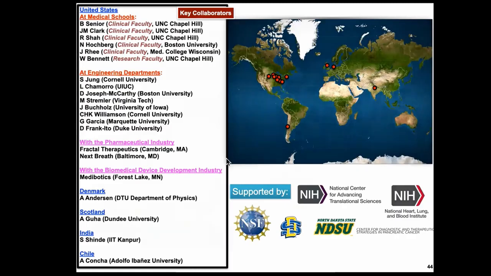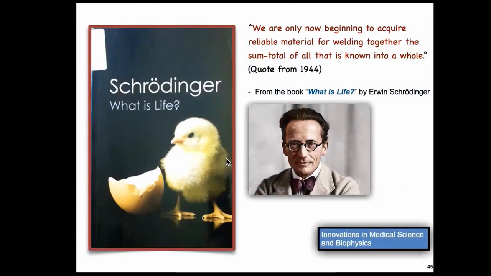I'd like to end with this slide. These are some words from Schrödinger. He said in his book, What is Life, back in 1944, that we are only now beginning to acquire reliable material for welding together the sum total of all that is known into a whole. So let's think, this is 1944, World War II is going on, and we are now in 2021.